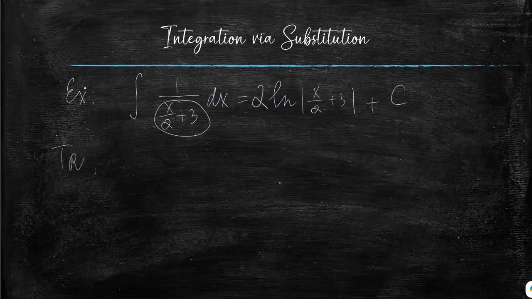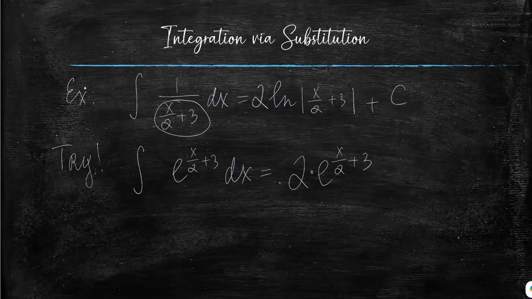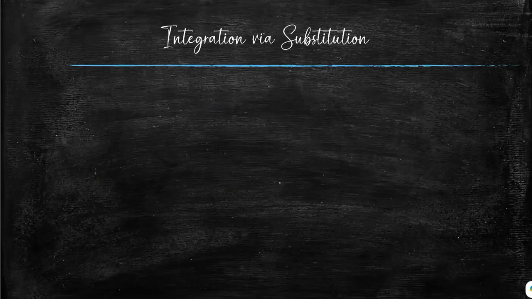So go ahead and try making this transformation yourself. Let's integrate e to the power x over 2 plus 3. What do you think the answer will be? In 3, 2, 1, the answer is e to the power x over 2 plus 3 with 2 in the front, plus C.